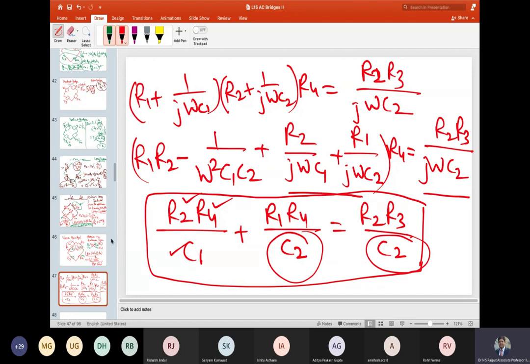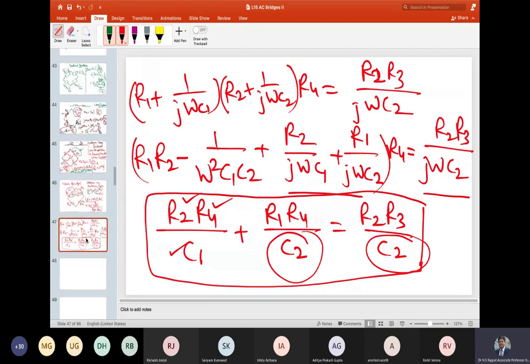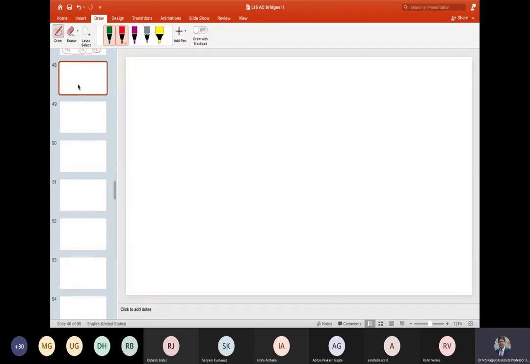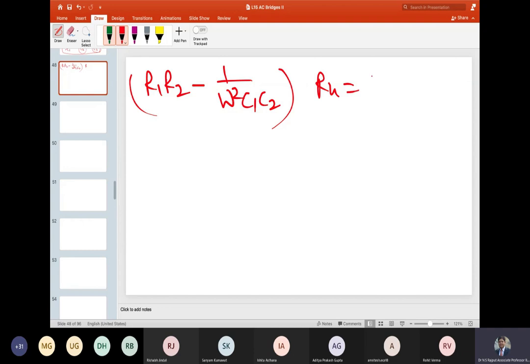Okay. Then we come to the real part of it. You will find R1 R2 minus 1 by omega square C1 C2, multiplied by R4, is equal to 0, because on the right hand side there was no real component, right?